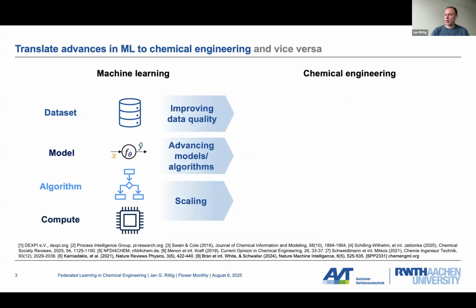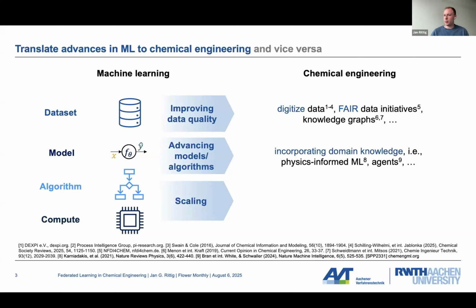And then if you look at the chemical engineering side, what has been done so far, especially for improving the data quality recently, there have been initiatives on digitizing data, also FAIR data initiatives, and developing knowledge graphs to structure data. Then for advancing models and algorithms, a big field is incorporating domain knowledge, which is frequently known as physics-informed machine learning. Also, agents that combine LLMs with chemical engineering tools have been developed.